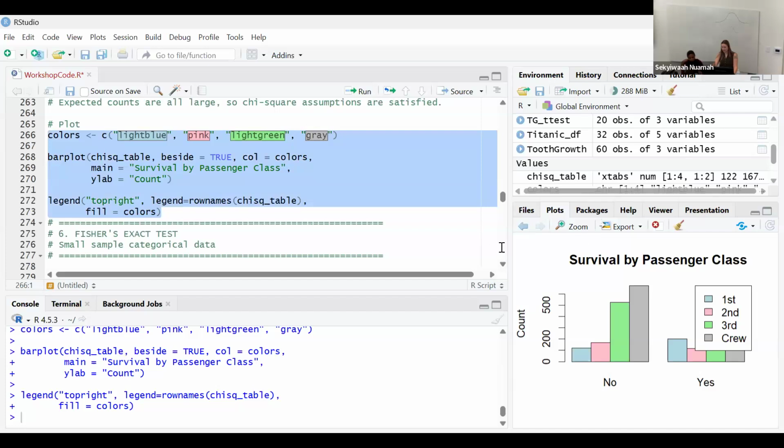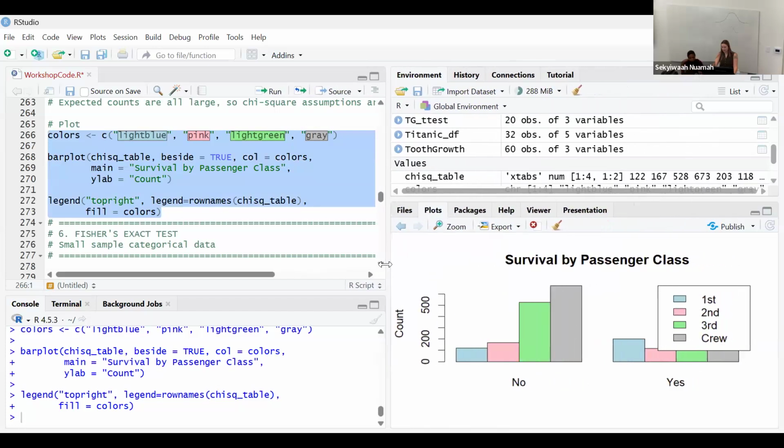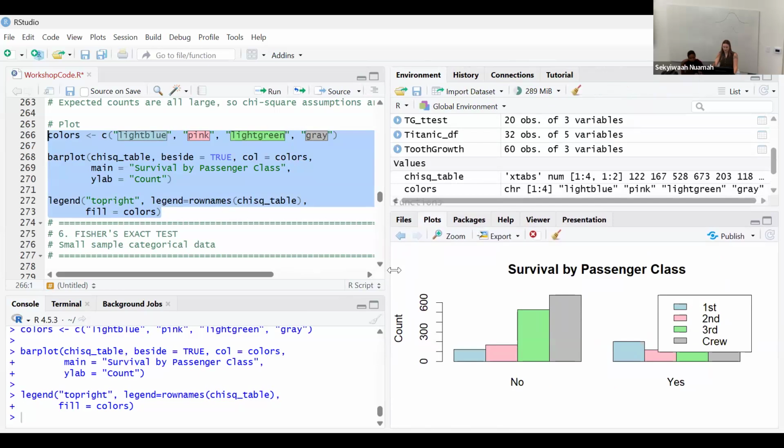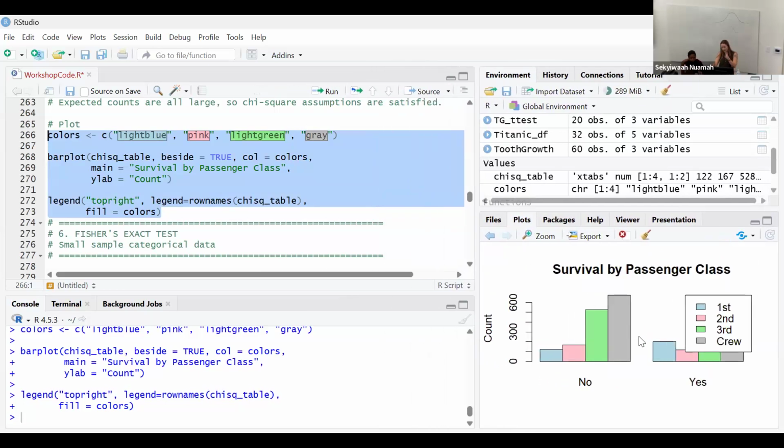Let me see if I make it bigger, if that makes a difference. Okay, I thought I fixed that issue, but these two bars that are kind of hidden are similar to this blue bar here. Think of it as all the same size. If you look at this graph, it tells you that you really didn't want to be a crew member or a third class member, because they did not survive as often as the first and second class members.